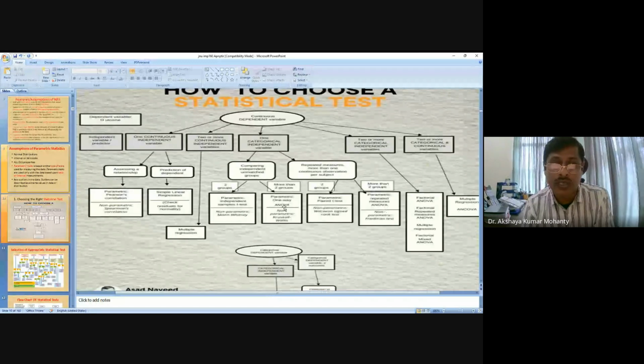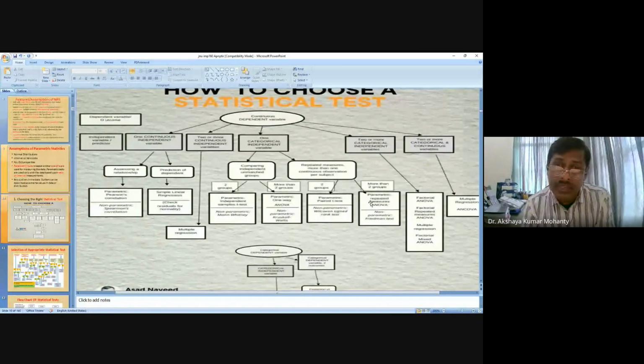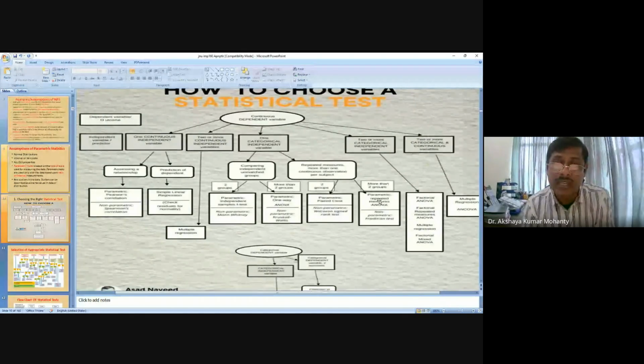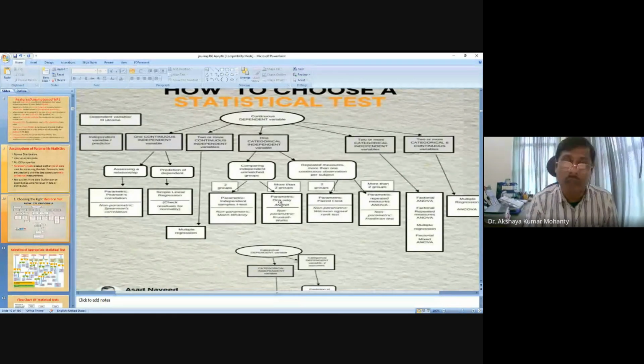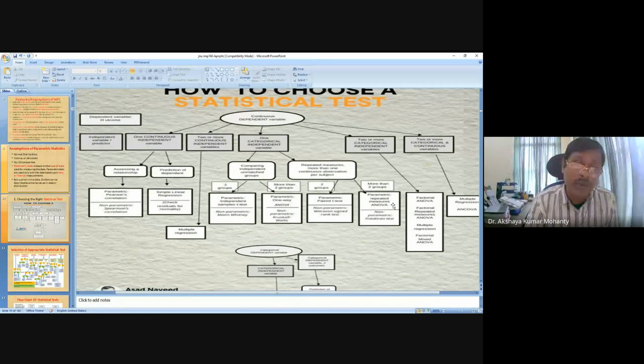ANOVA is common. Now you see here, analysis of variance we are using. Also here analysis of variance we are using. But here the extra thing we are using is repeated measures, and this is one way. And here the condition also, the data should be normally distributed. Then after we can use this one.